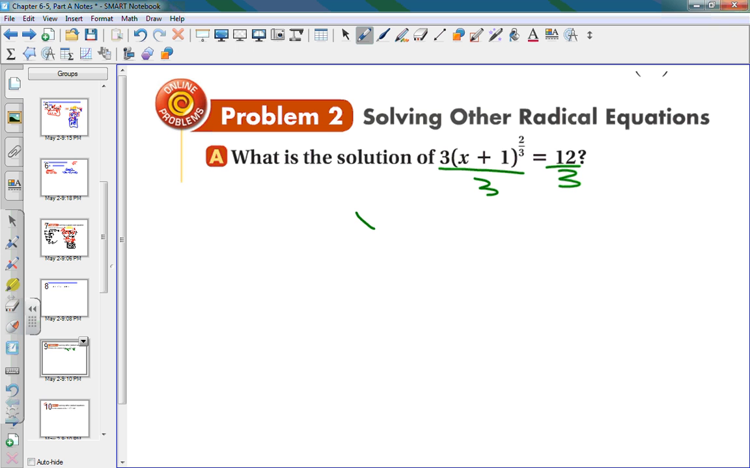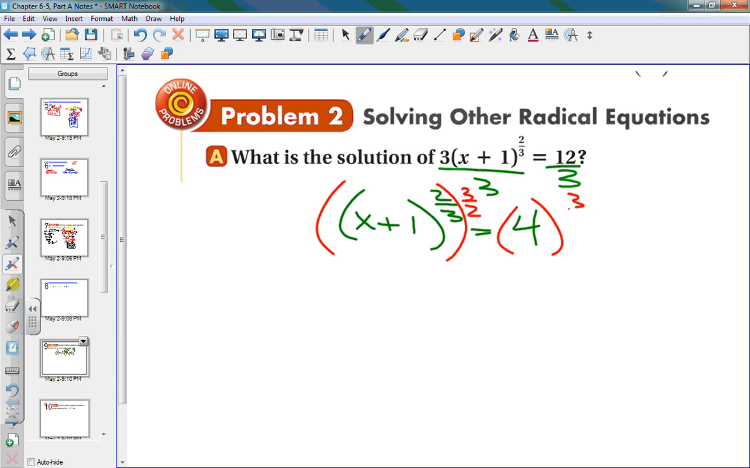While she's getting cookies. x plus 1 over the 2/3 is equal to 4. Multiply by the reciprocal. The reciprocal of 2/3 is 3 over 2. Those cancel out. I'm left with x plus 1 is equal to. Now let's think about that a minute. What is this value right here? The 3 is the power. The 2 is the root.